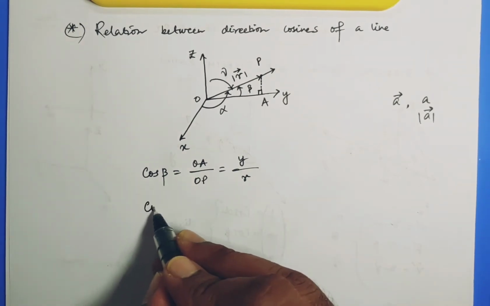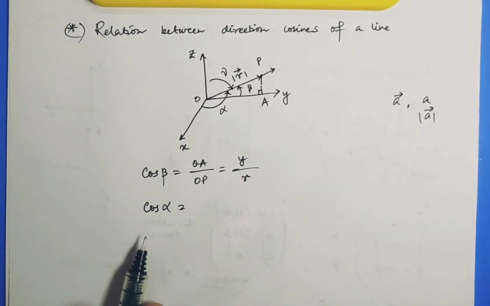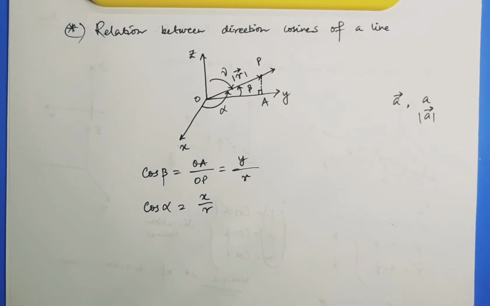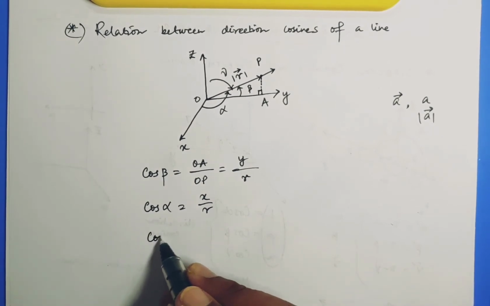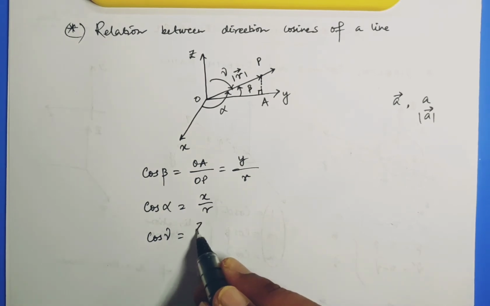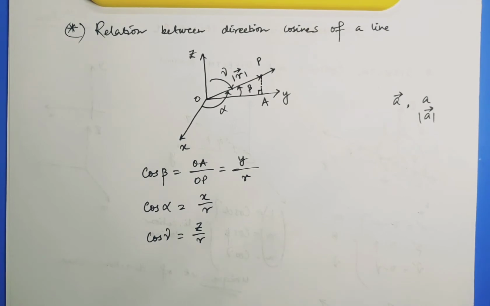Similarly, cos alpha will be equal to what? Cos alpha is the angle made by the line with the x-axis. So it will be x by r. Simple as that. Cos gamma will be what? It will be the angle made by the line with the z-axis. So it will be z by r. Simple as that, right?